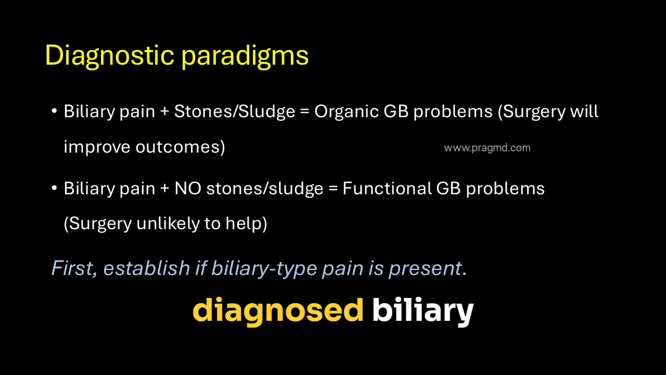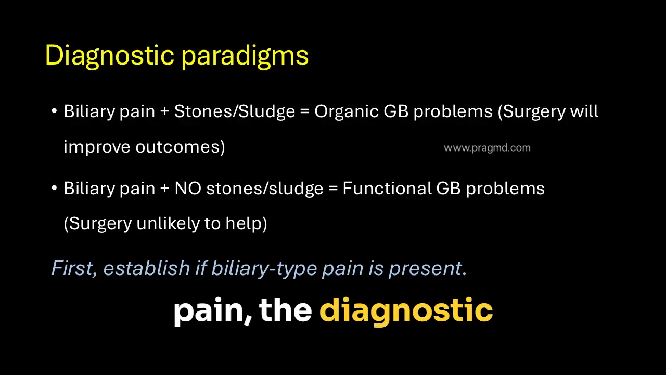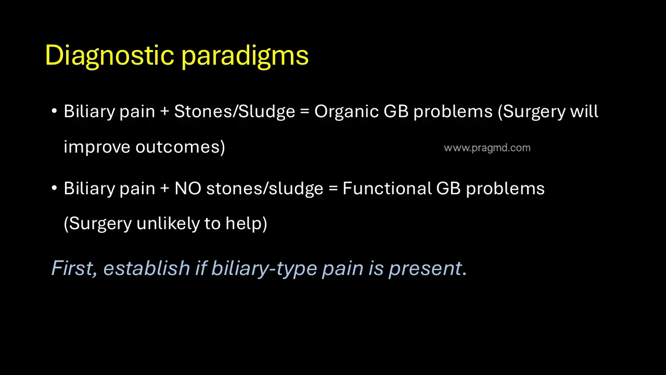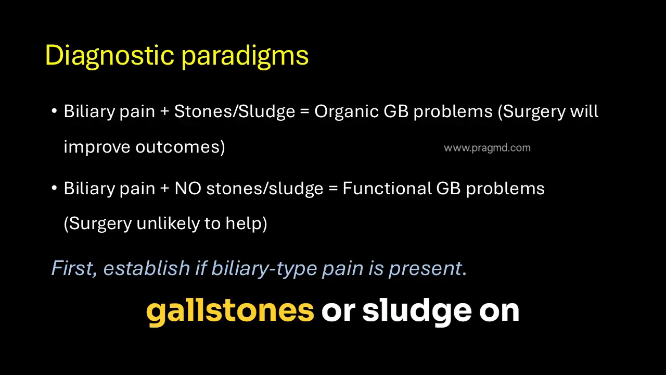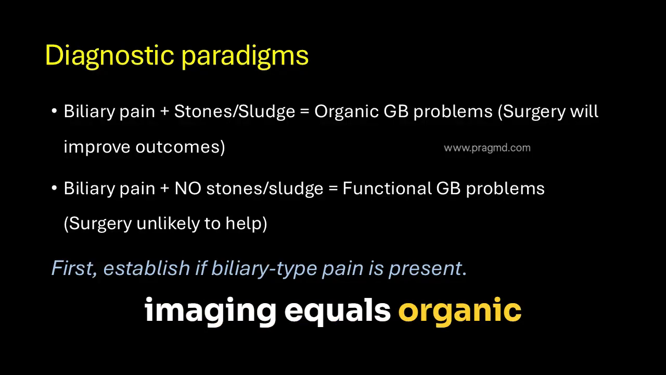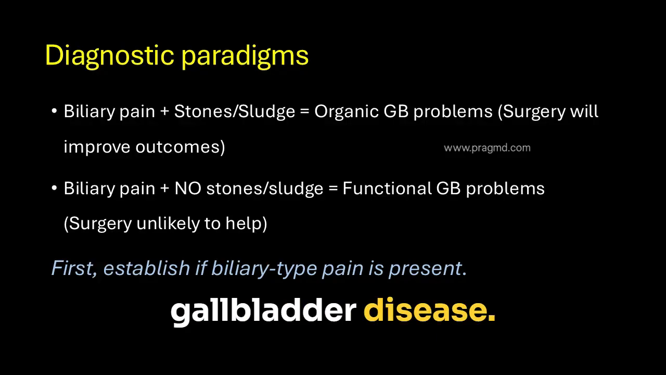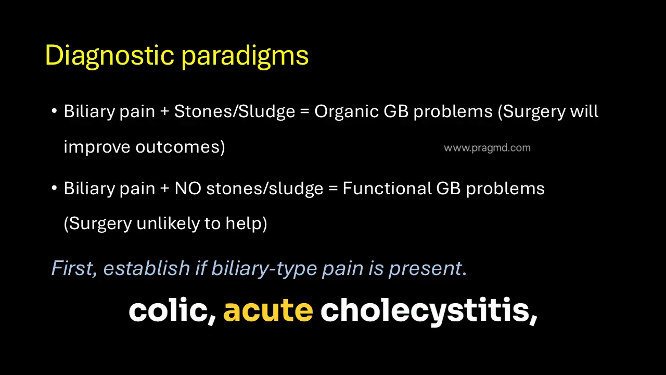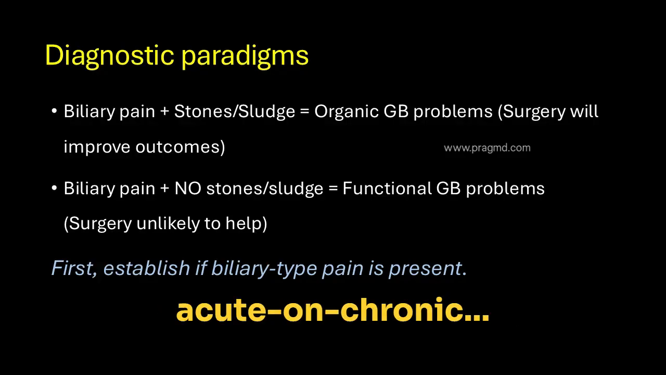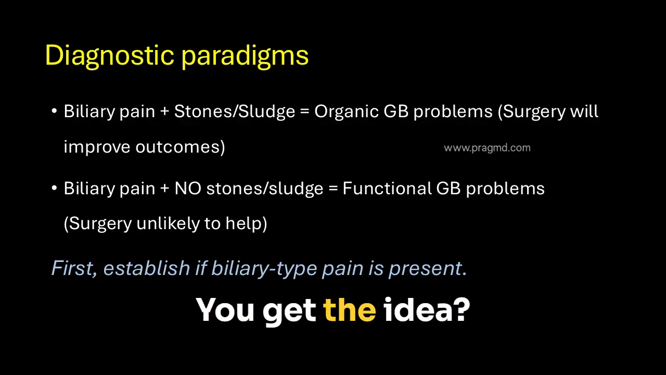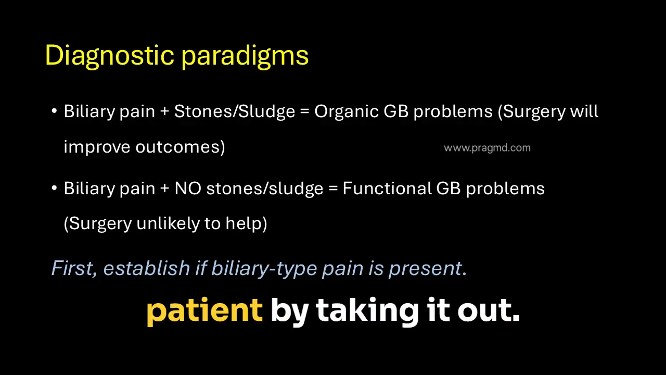Now, after you have diagnosed biliary pain, the diagnostic paradigm goes like this. Biliary pain plus gallstones or sludge on imaging equals organic gallbladder disease. This includes biliary colic, acute cholecystitis, chronic cholecystitis, acute on chronic. You get the idea? This means gallbladder is the problem. You can help the patient by taking it out.